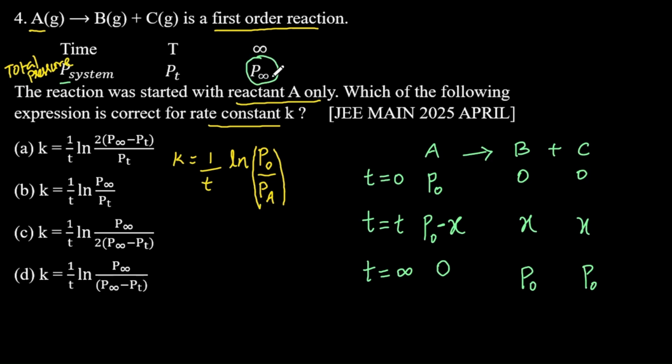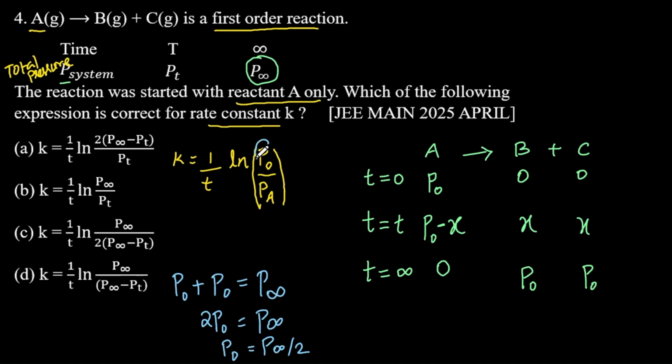The total pressure of the system at time t equal to infinite is P infinity. So how will you find the total pressure? The pressure is exerted by the products only, no? So you have to add P naught plus P naught, which will be equal to the total pressure P infinity. So 2 P naught equals P infinity. So what will be the value of P naught? P naught equals P infinity divided by 2. So this is the value of P naught.